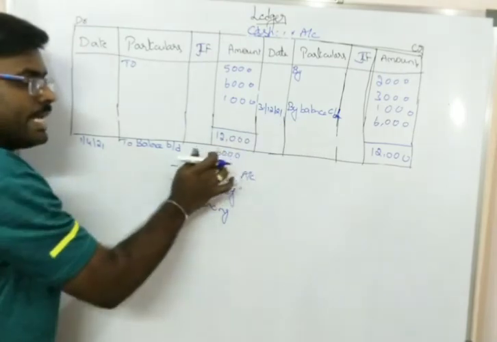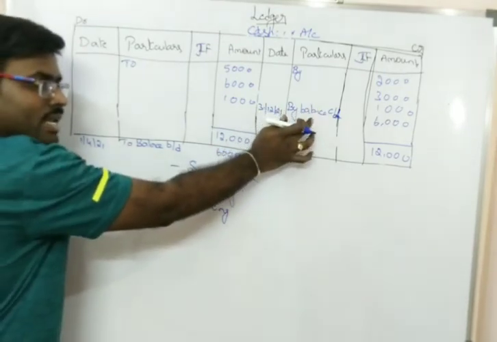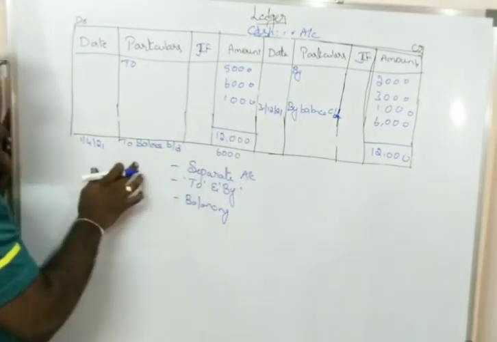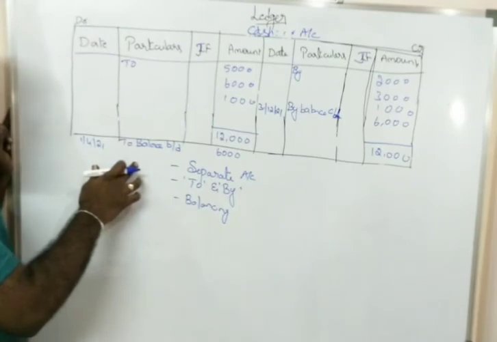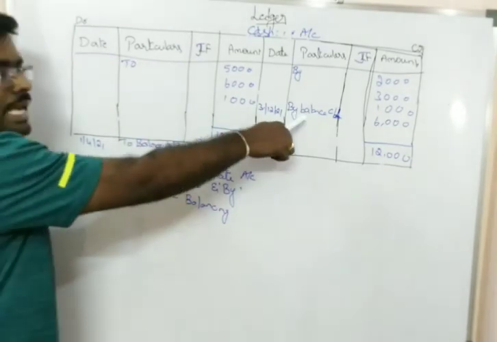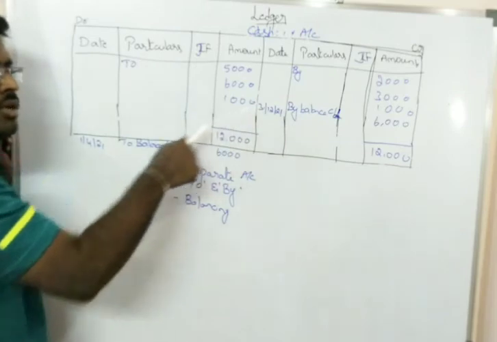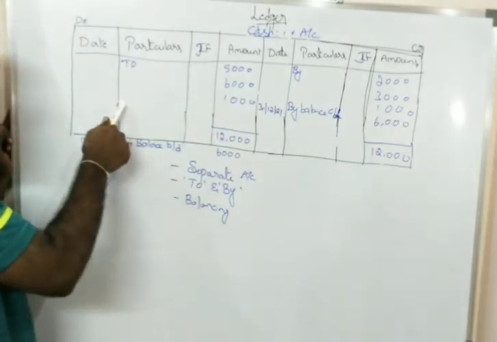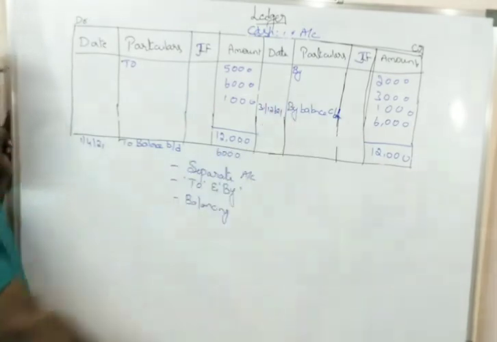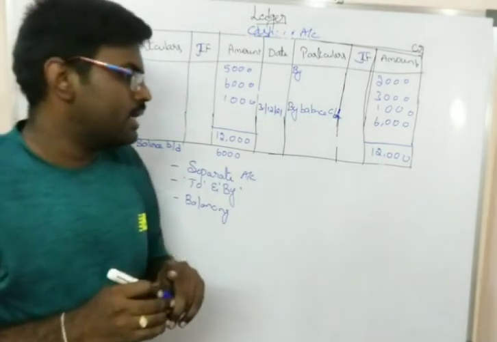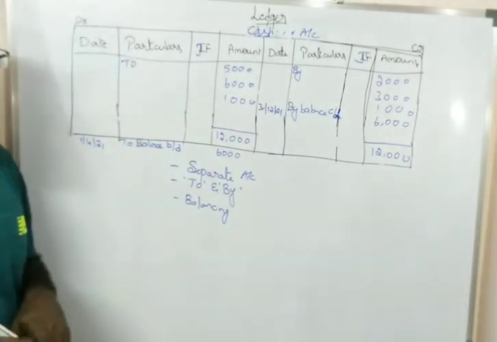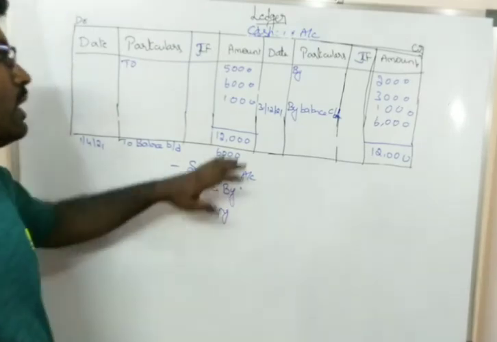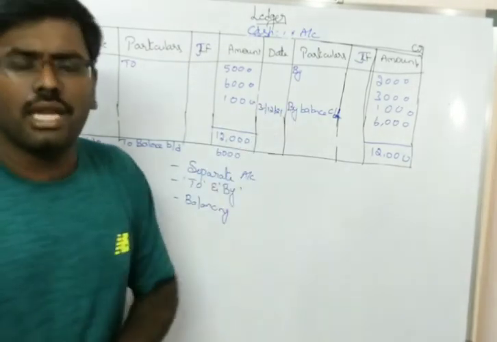So these are the conditions. Compulsorily, whenever you are writing carried down amount, you should write the balance brought down on the opposite side. So here we have carried down on the credit side, so we write brought down on the debit side. If you have carried down on the debit side, then brought down is written on the credit side. So these are all the various rules which we follow for the preparation of the ledger accounts.